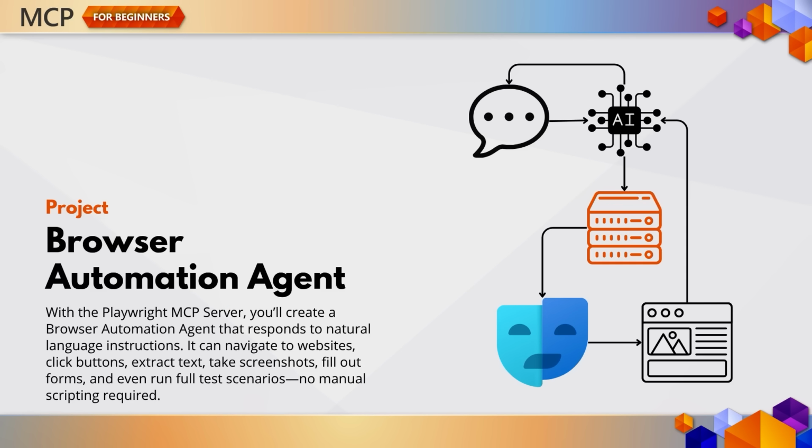The highlight? You'll build a browser automation agent powered by the Playwright MCP server. This agent can open web pages, click buttons, extract content, take screenshots, and even run full test flows just by describing what you want it to do. And you'll configure all of this directly from the Agent Builder, selecting Playwright from the MCP catalog, assigning tool capabilities, and designing intelligent prompts that drive web automation tasks.